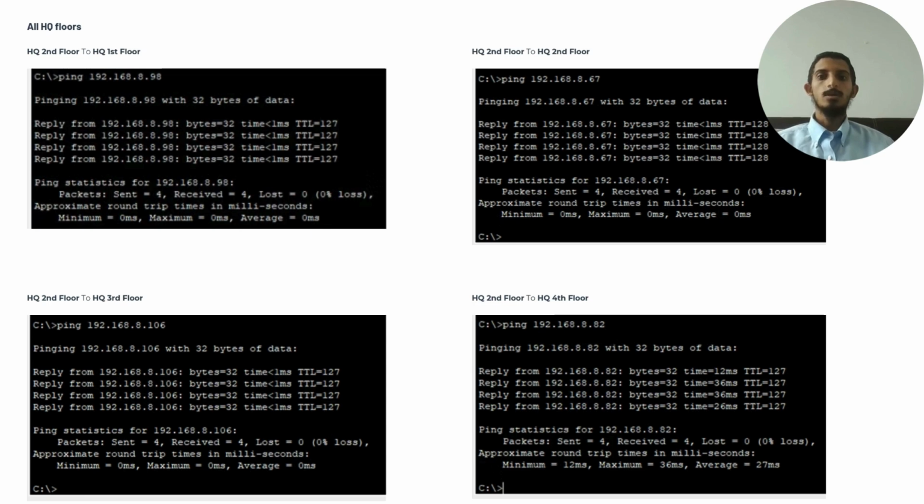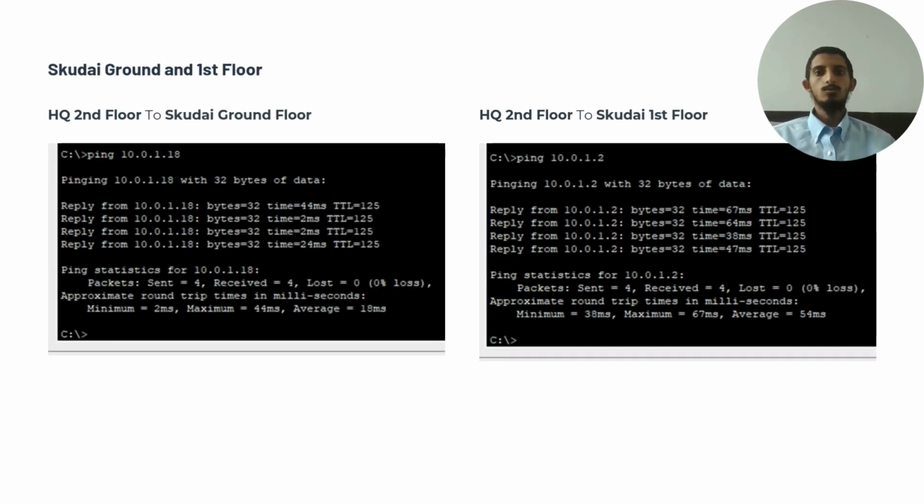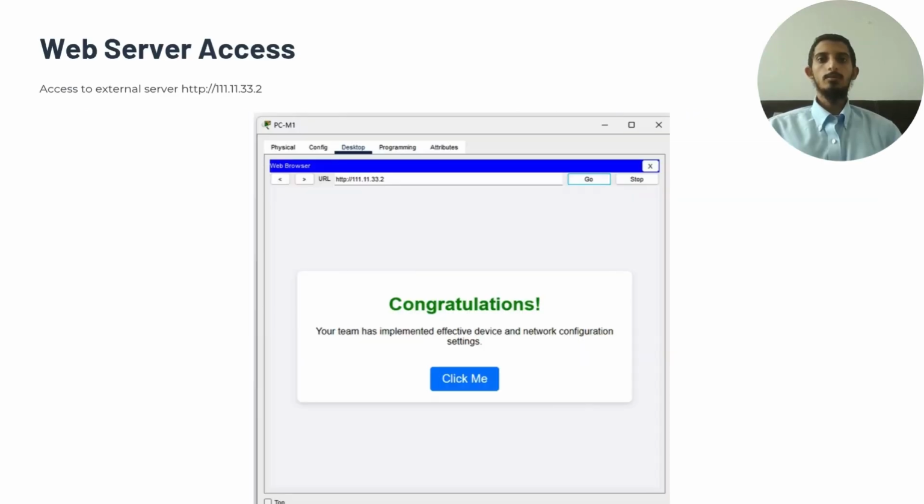Testing all floors of headquarter from the first floor to the fourth floor, having all of them with successful run. And here, moving to Klang house A and B, we are using the same device in the second floor of headquarter to test the house A and house B having successful running. Moving to Skudai, we tested the ground floor and first floor with the same command, which is ping, and having successful run. In the web server, we were able to access the external server successfully using the URL shown in the picture. And thank you.